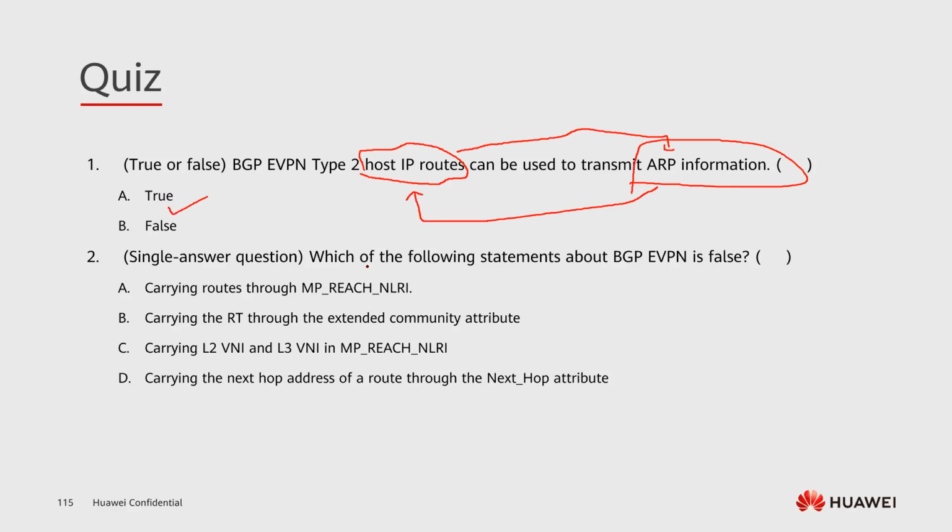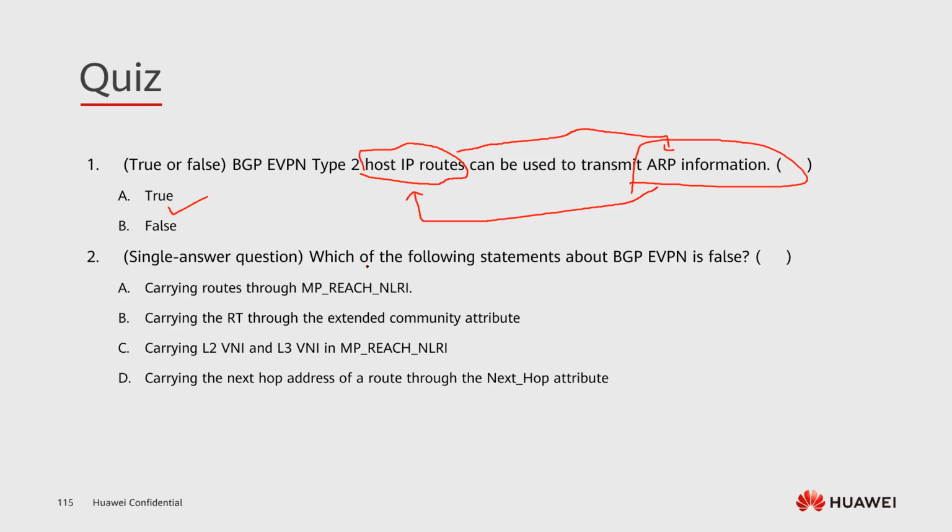And then it is the single answer question. Which of the following statements about BGP EVPN is false? The first one, it is carried by the MP-BGP. Yes, it is right. And carried through the extended community attributes. All right. And carrying Layer 2 VNI and Layer 3 VNI in the MP is also right.